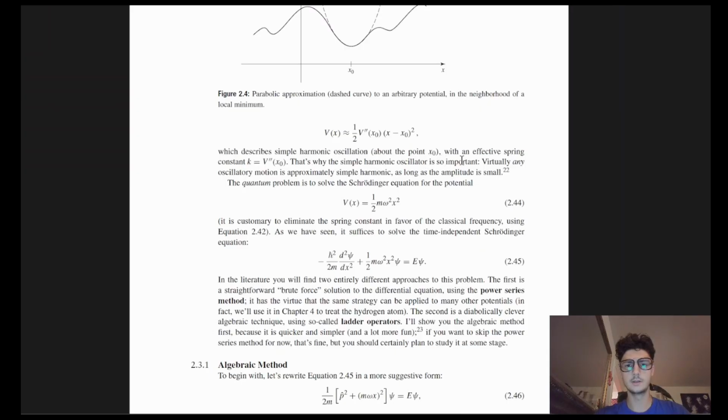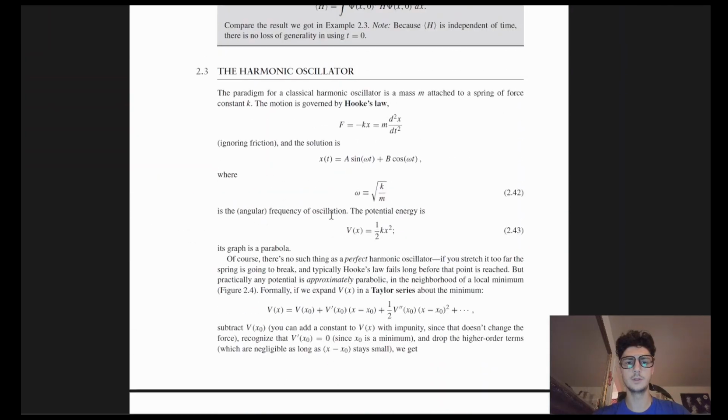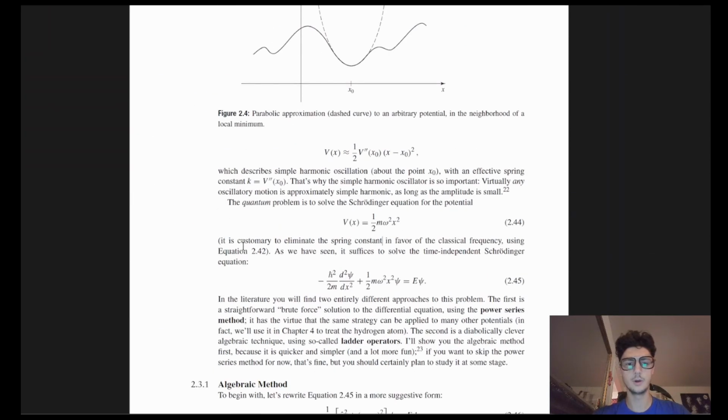About the point x0, with an effective spring constant, k, equal to the second derivative of the potential V at this point x0. That's why the simple harmonic oscillator is so important. Virtually any oscillatory motion is approximately simple harmonic, as long as the amplitude is small. Number 22. The quantum problem is to solve the Schrodinger equation for the potential, boom, and here they give us a modified potential: 1/2 m, the mass, omega squared, the frequency of oscillation, and x squared. It is customary to eliminate the spring constant in favor of the classical frequency using equation 2.42.